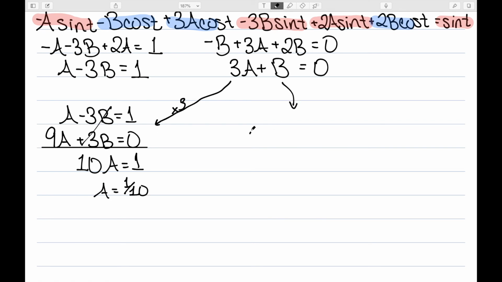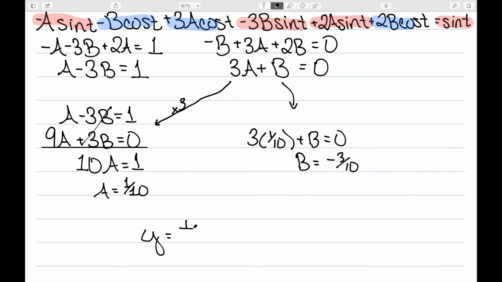This equation here then gives me 3 times a, which we just found, plus b to be equal to 0, or b is equal to minus 3/10. So I have my solution, which says y is equal to a times sine, so 1/10 times sine, plus b times cosine, so minus 3/10 cosine t.